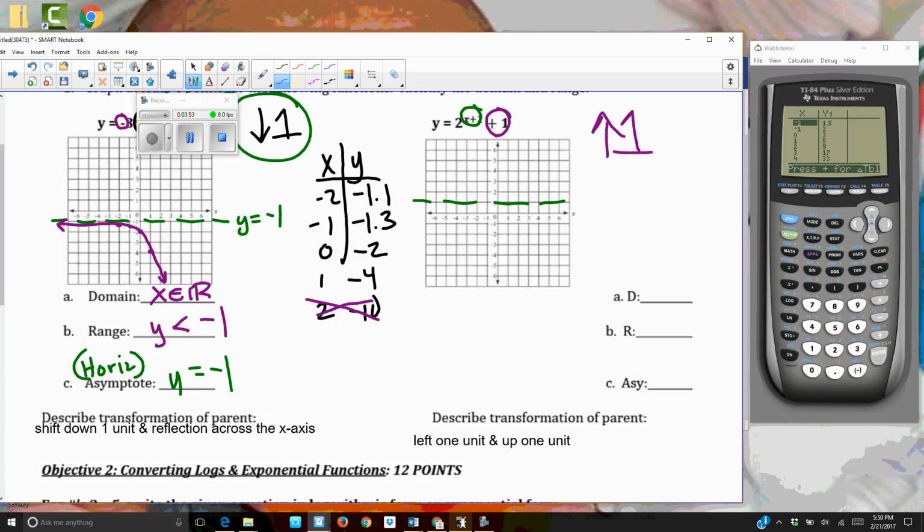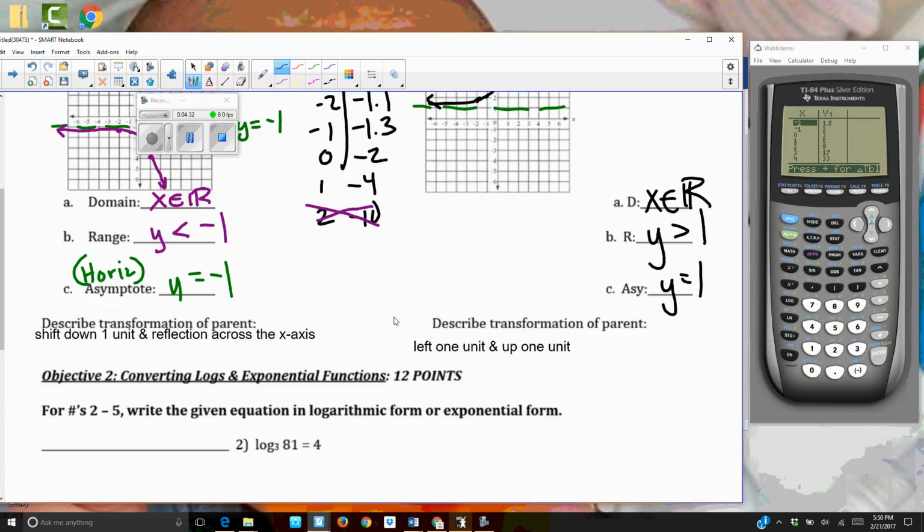You don't have to write out the points, just graph them. So -2, 1.5 goes here. -1, +2, 0, 3, and 1, 5. The domain, again, is all real numbers. It goes left and right infinitely. The range this time is greater than, because it exists above the horizontal asymptote, greater than 1. All right, so that's the first objective.